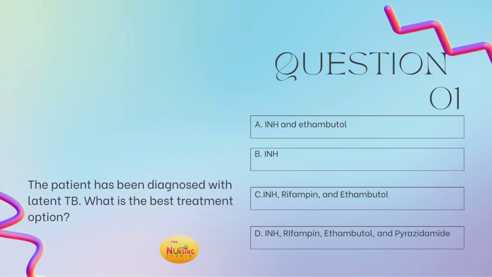Question number one states the patient has been diagnosed with latent TB. What is the best treatment option? Is it A, INH and ethambutol? Is it B, INH? Is it C, INH, rifampin and ethambutol? Or is it D, INH, rifampin, ethambutol, and pyrazinamide? Take a moment and tell me what you got in the comments.